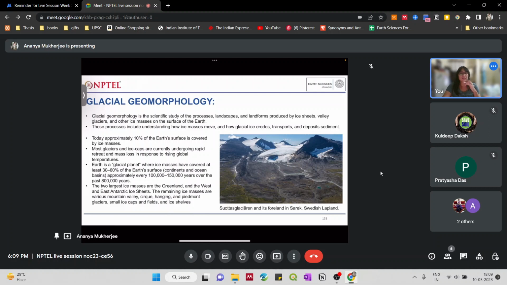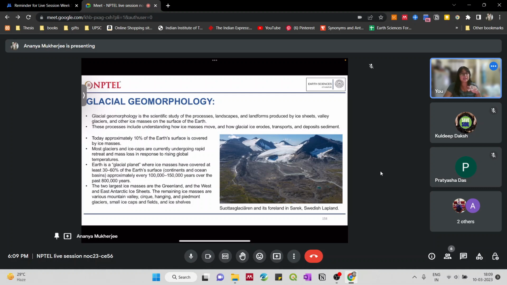Why is it important for us to learn about glaciers and glacial geomorphology? Because of the recent effects that we see due to the rising temperatures. There is rapid glacial retreat and glacial mass loss happening. So the mass budget of glaciers is tilting, going a bit off balance. Sea levels are also rising because more and more ice is melting from these big ice masses.